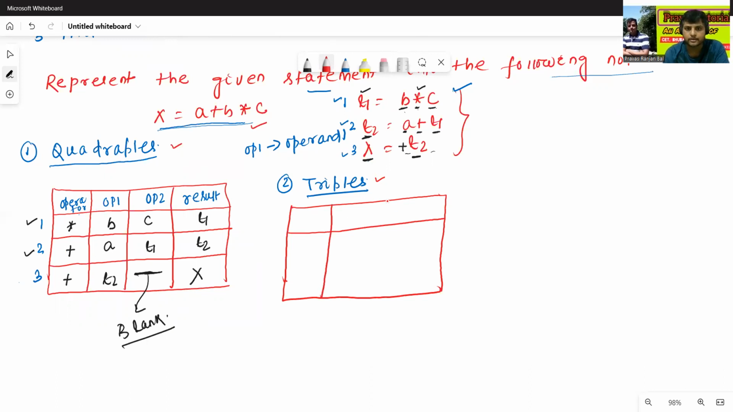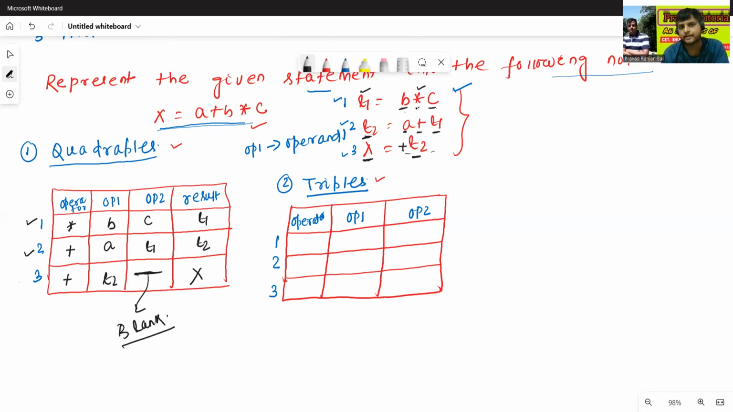This is the first one. Second. Okay. First one is the operator. Then operand 1. Then operand 2. So here there are 3 statements, so we can write 1, 2, 3.